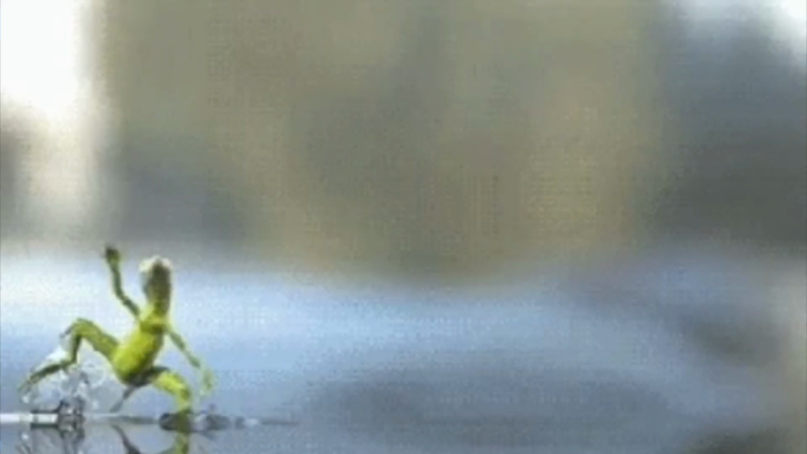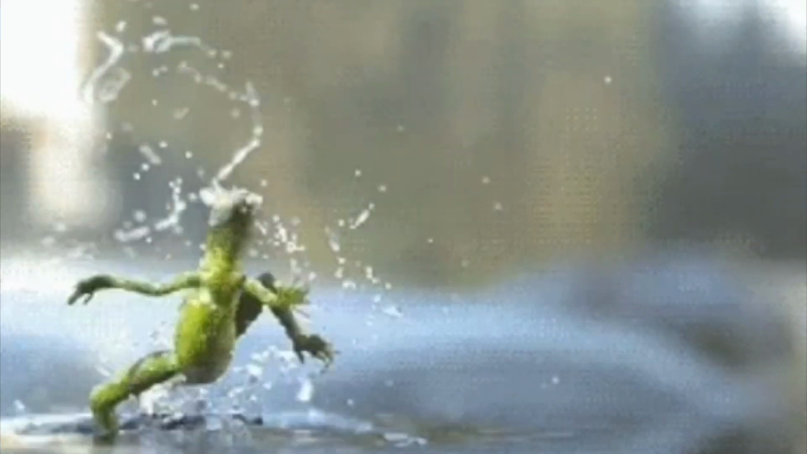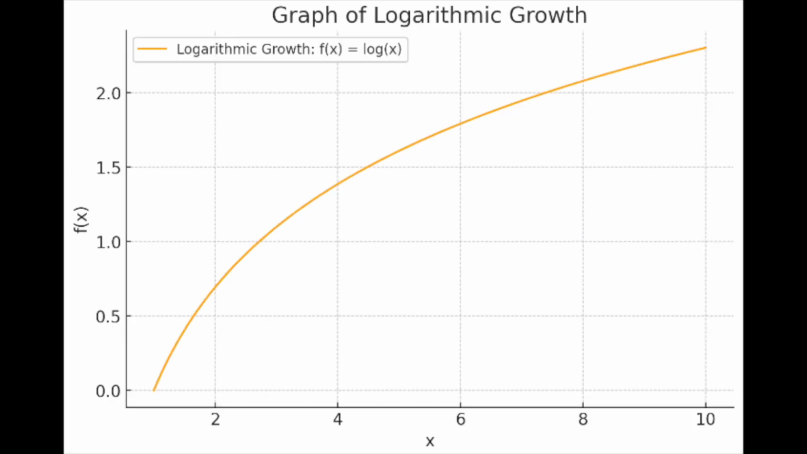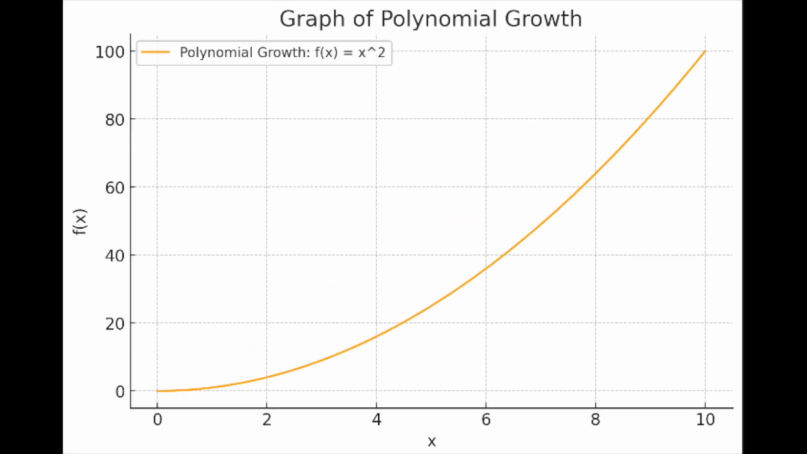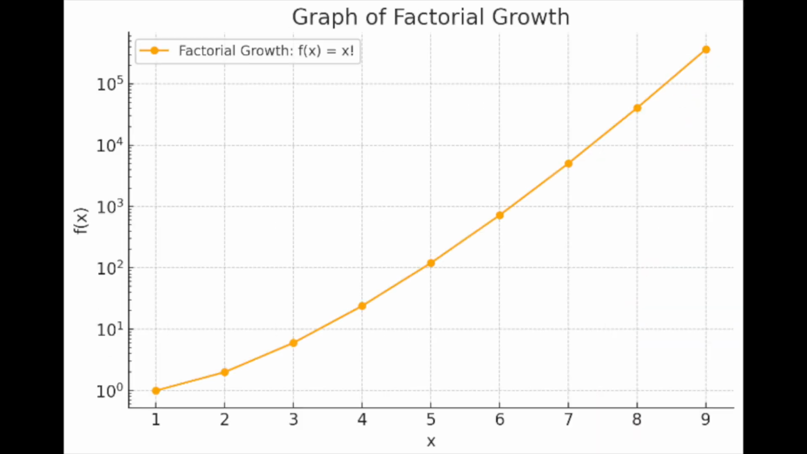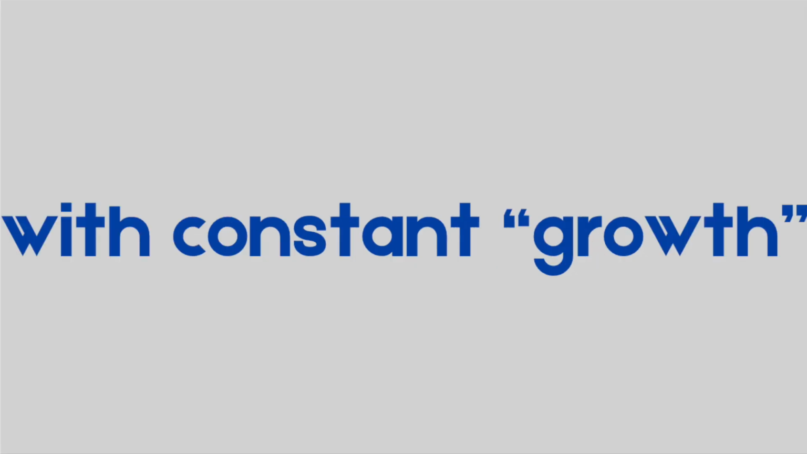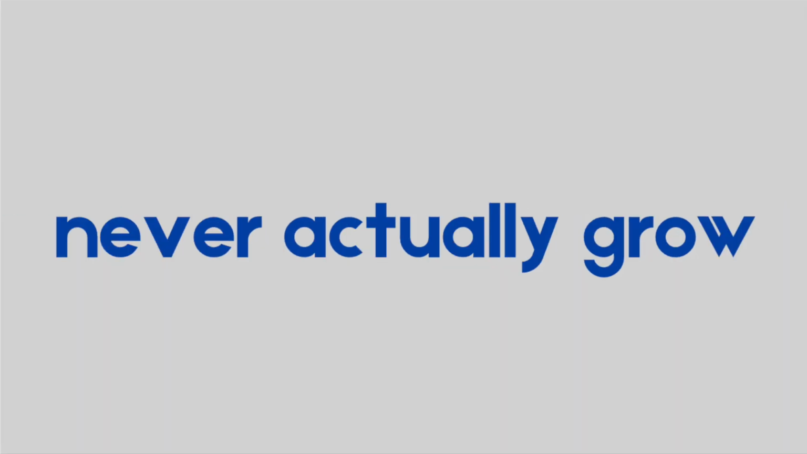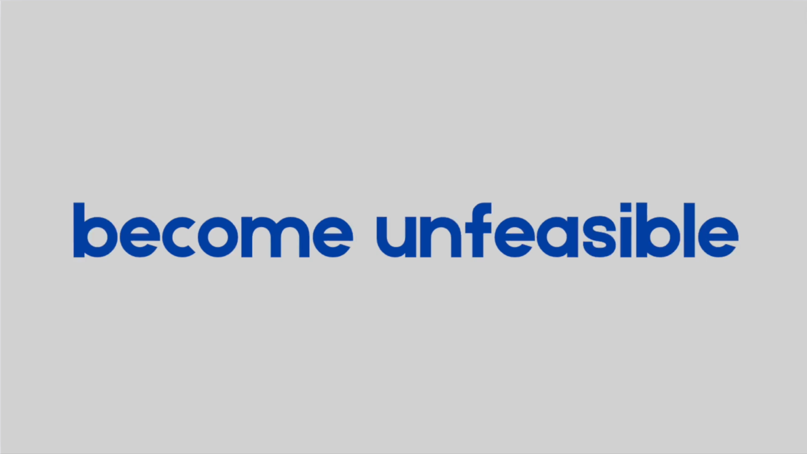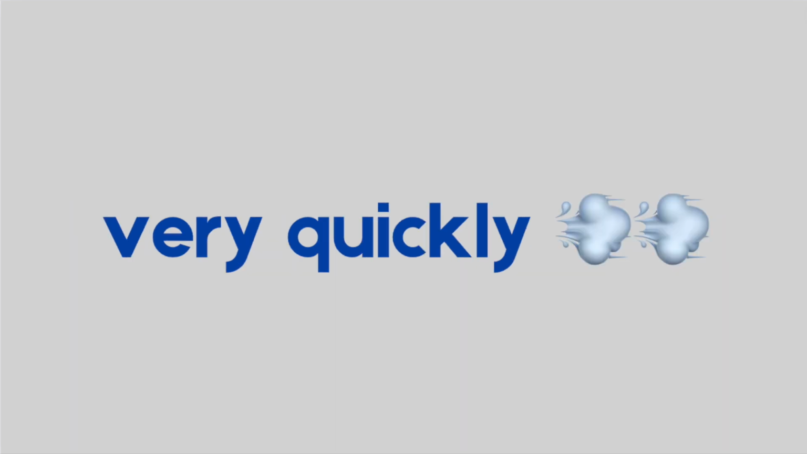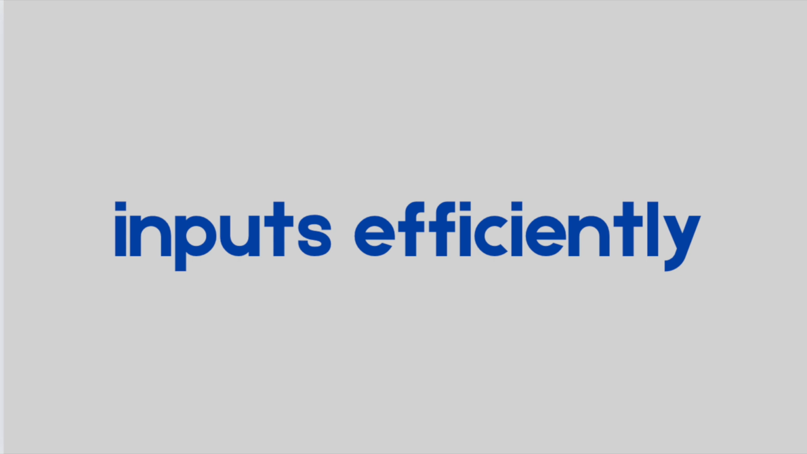The most common running times, from slowest to fastest growth, are constant growth, logarithmic growth, linear growth, polynomial growth, exponential growth, and factorial growth. Algorithms with constant growth never actually grow, and those with factorial growth become unfeasible very quickly as they can only handle small inputs efficiently.